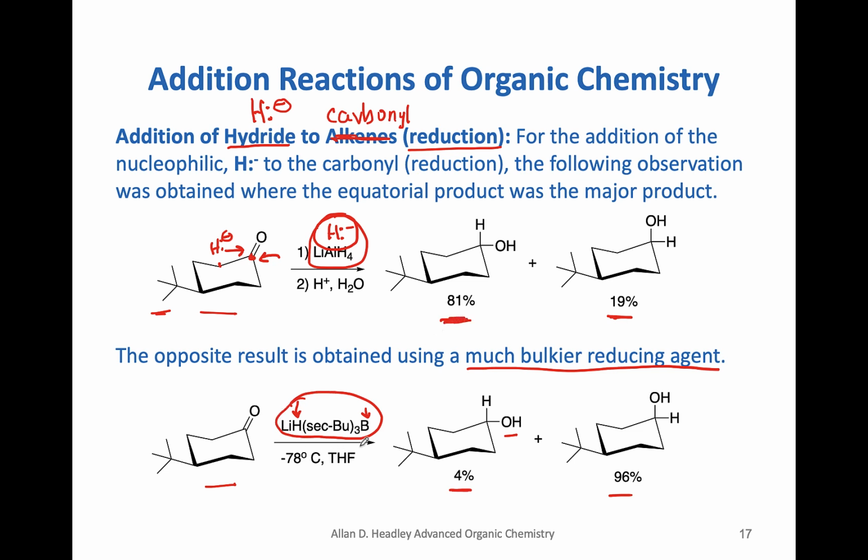The more bulky hydride would prefer not to come in from this side because it is blocked by these axial hydrogens here. So it prefers to come in from this side to give this as the major product, which of course, as we know, is the axial or the less stable product. So again, depending on reaction conditions or reagents that are used, you can be selective to get different products.